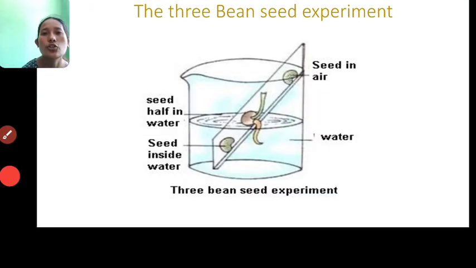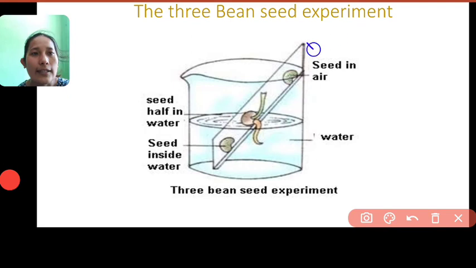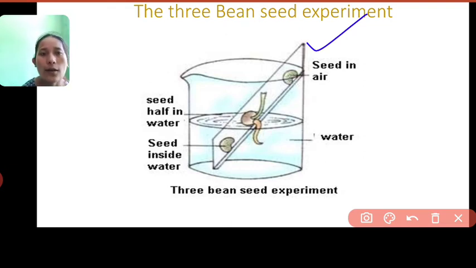Now next is your 3 bean seed experiment. Here we will be taking all 3 factors, that is oxygen, water and normal temperature, and carrying out the experiment. What you will do is, first, take a slide. You all have seen a slide, right? You will take 3 seeds, place 2 seeds on the edges of the slide and 1 in the middle portion. You will tie them with the help of a thread.